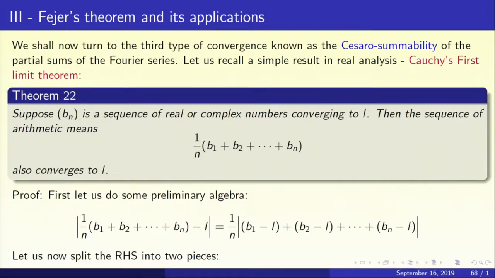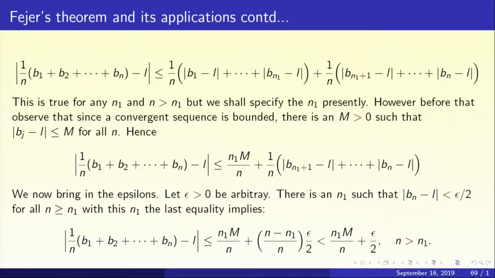What is that going to be equal to? Do the algebra. It is 1 upon n times absolute b1 minus L, b2 minus L, etc. bn minus L. That's pretty easy. The last displayed equation in your slide. So now let us apply the triangle inequality and split the right hand side into two pieces. Namely, I take the first n1 terms and the last n minus n1 terms, and I group them into two pieces. Now this is true for any n1.